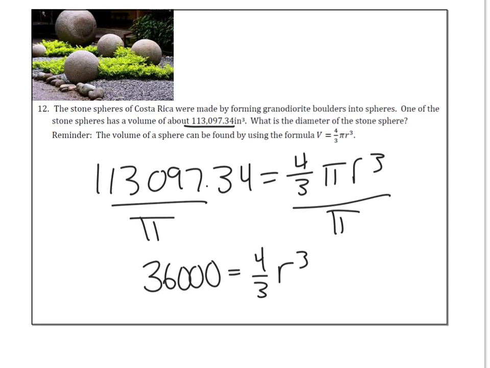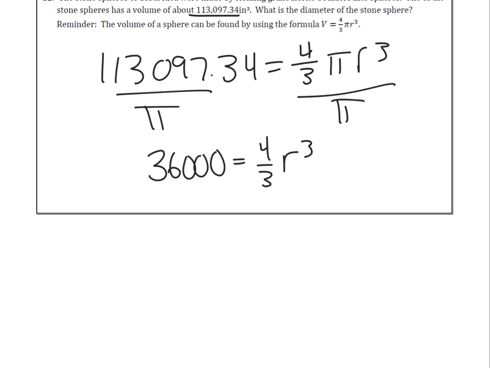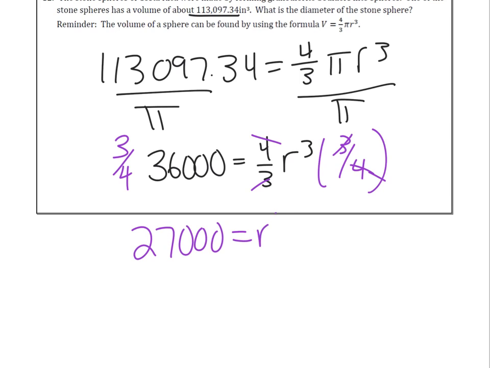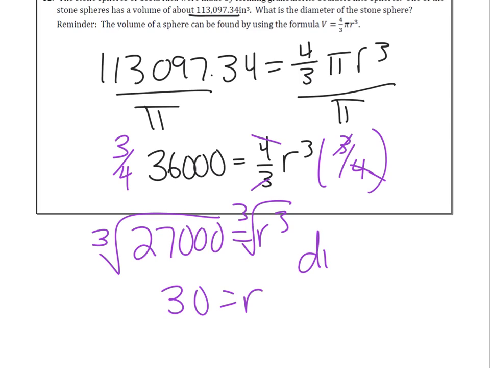So then I'm going to multiply by 3/4. Cancel, cancel. That will give me 27,000. So then take the third root of that, which means raise it to the 1/3 power. So my radius is going to be 30, but that's not what they're asking for. They want the diameter, so that's going to be 60.